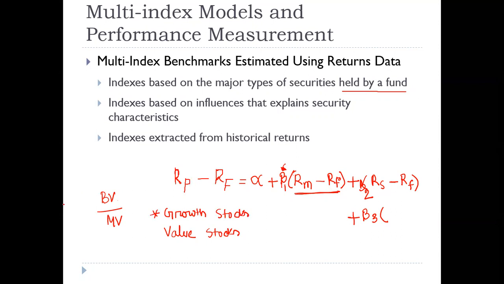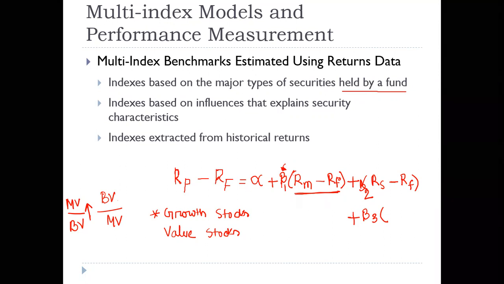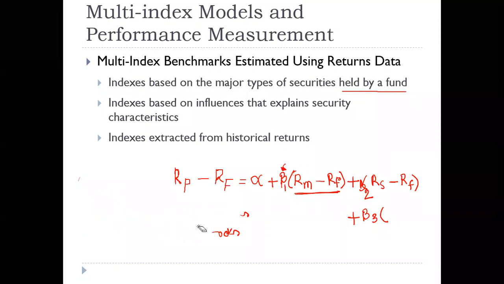Yes, sir. We recognize some stock as a growth stock when this ratio is a lower number, for higher market value and lower book value. Is it true? Okay, you should cover it from your investment topic. It is not here for discussion.